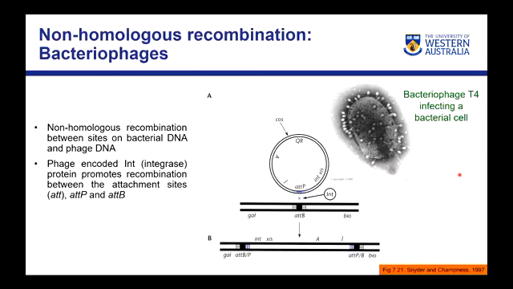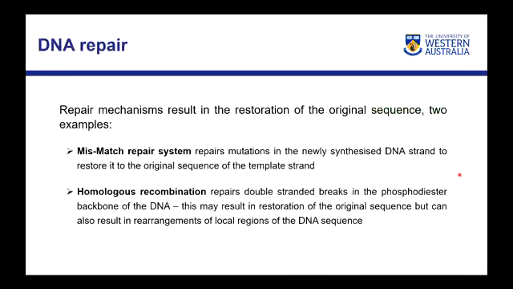coli can work. So I've talked about mutations, we've talked about consequences. Now we're going to move into DNA repair. How does DNA repair itself? So there are two examples that I'm going to give you. The first is mismatch repair system, which repairs mutations in newly synthesized DNA strand to restore it to the original sequence of the template strand.